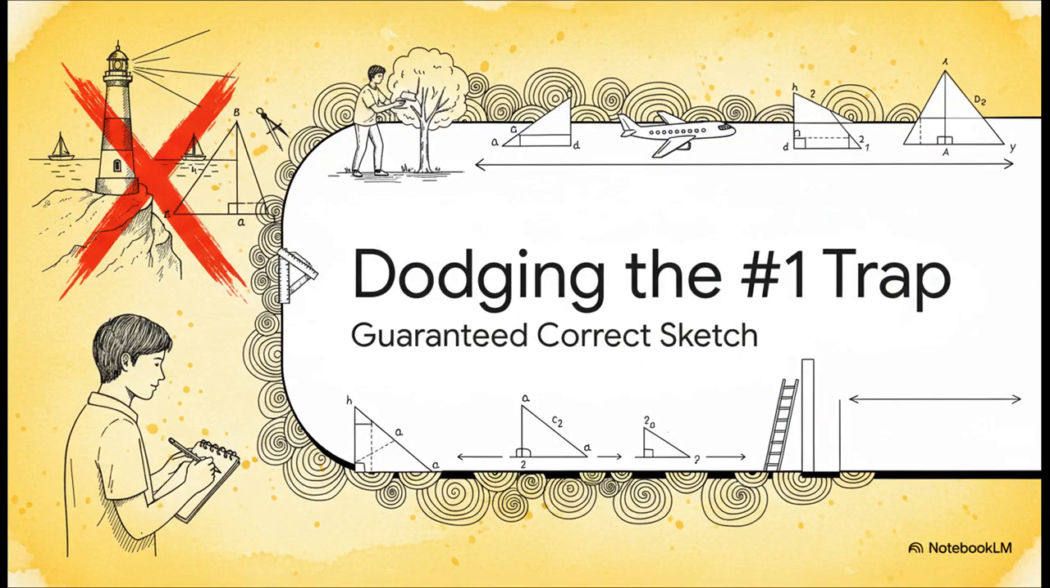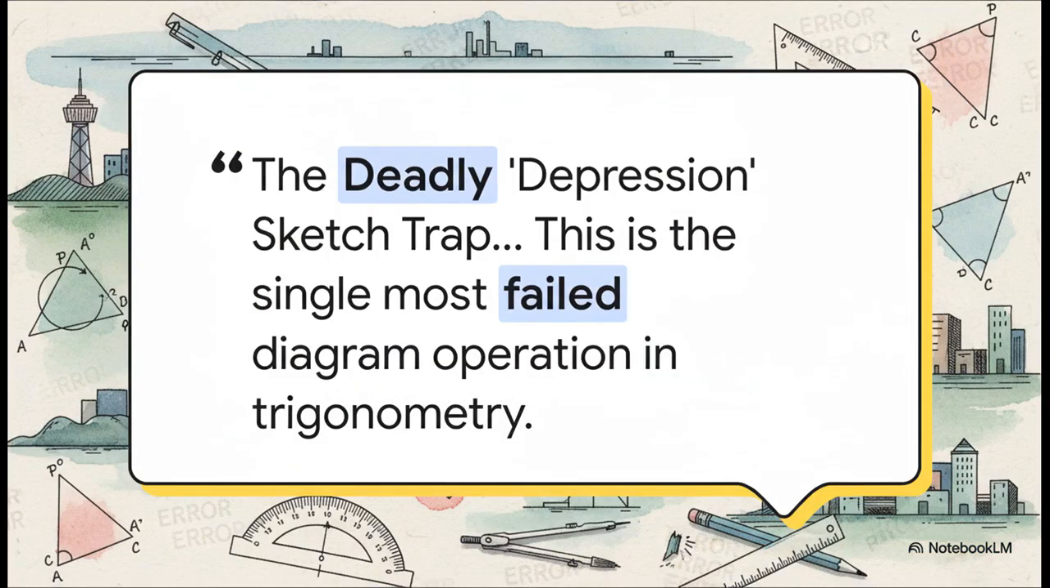Let's wrap this up by focusing on the single most critical takeaway from all of this. This is about how to avoid the number one trap that students fall into, the mistake that guarantees you get the wrong answer before you even pick up your calculator. You know, the source material puts this so perfectly that I just want to read it out loud. It says, "The deadly depression sketch trap. This is the single most failed diagram operation in trigonometry. It all comes down to where you draw that angle."